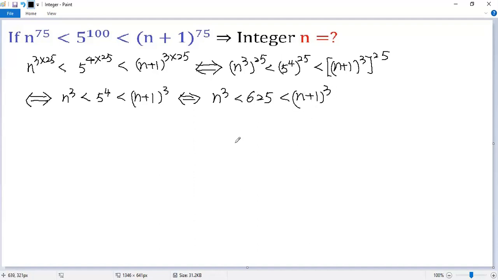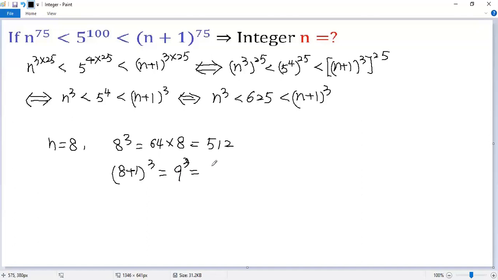Now let's see what integer satisfies this condition. Let's try n equals 8. So 8 cubed equals 8 times 8, which is 64, then times 8, so equals 512. 8 plus 1 cubed equals 9 cubed. So we get 9 times 9, 81, times another 9, so it would be 729. So n equals 8. Good. So the final answer, n equals 8.